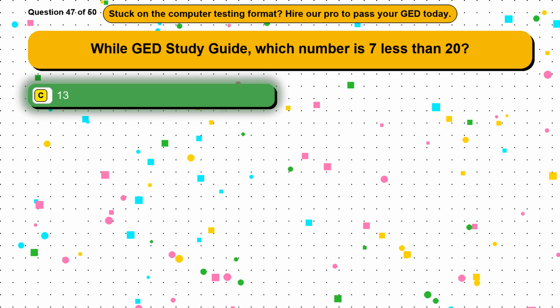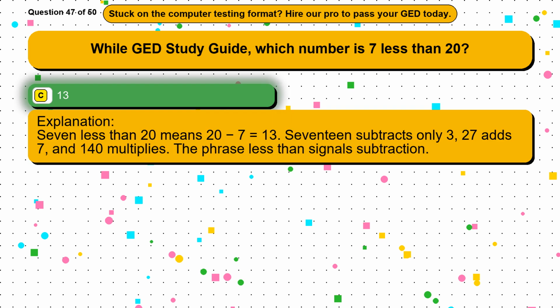The correct answer is option C. 13. 7 less than 20 means 20 minus 7 equals 13. 17 subtracts only 3, 27 adds 7, and 140 multiplies. The phrase less than signals subtraction.